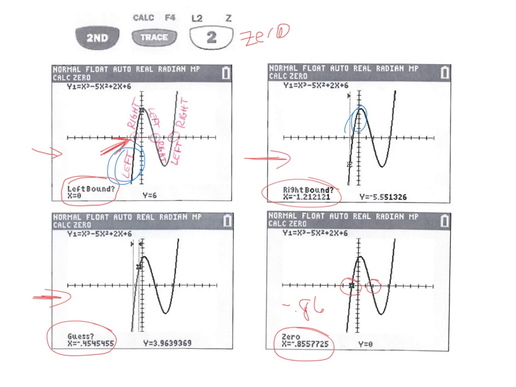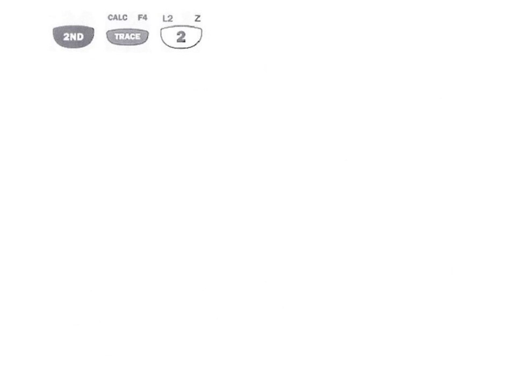And you still have to find the other 2. So you have to go through that process all over again. Go back up to the top, second trace, 2, and then you'll be trying to find this middle one. You'll have to go to the left of it, to the right of it, and enter. And then you do it all over again to find the third one. Go to the left of it, go to the right of it, and hit enter. So that's just repeating second trace number 2.